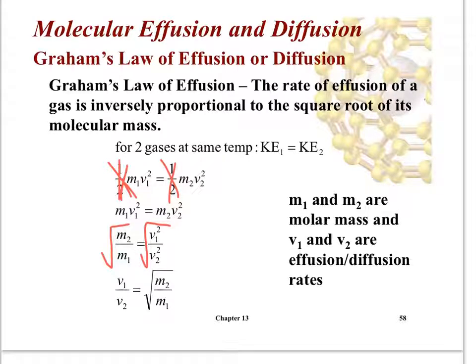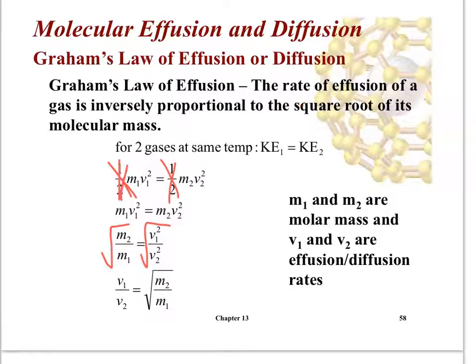If you can imagine, for example, when I was pregnant, I had gained 70 pounds. I was way slower with the extra 70 pounds than I was without the 70 pounds. So the lighter you are, the faster you move. The heavier you are, the slower you move. And so that's what Graham's law is saying.